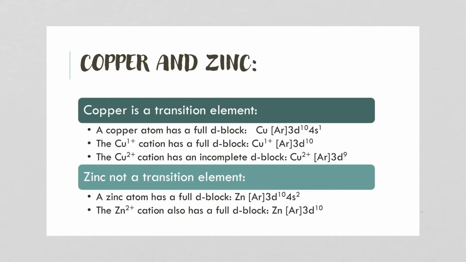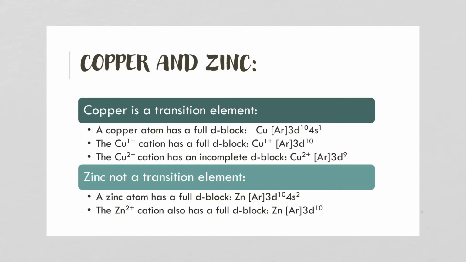So remember, to be considered a transition element, the element has to have either an incomplete D block in either its atom or one of its ions. So copper is actually a transition element, even though it has a full D block as an atom. And the copper 1+ cation also has a full D block, so it loses the 4s1 electron to become copper 1+. But the copper 2+ cation has an incomplete D block, so it's lost one from the D block as well. So copper 2+ is argon with 3d9.